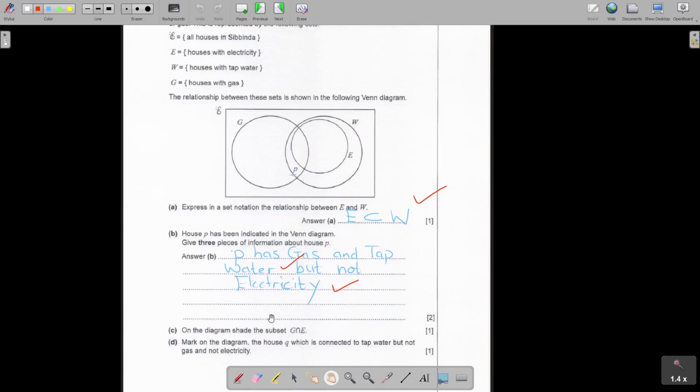Okay, so where is G? Let me first show you again. There is G, and where is E? Oh, there is E. Do you see? Be careful. It's that bigger one and the smaller one. And where are they overflowing?